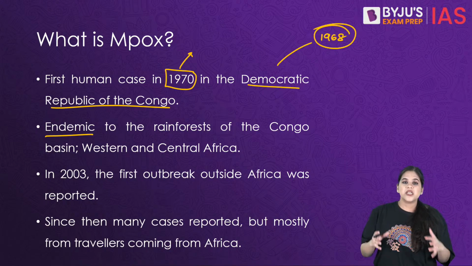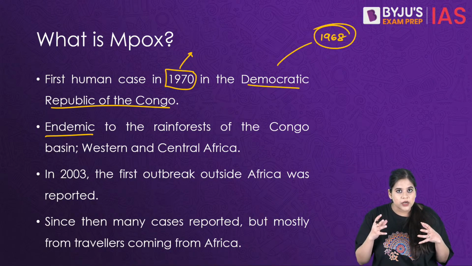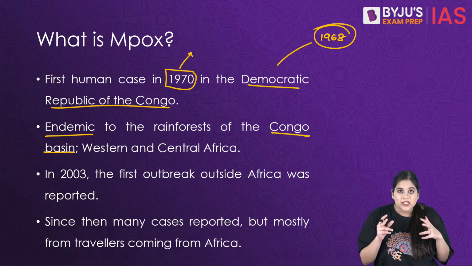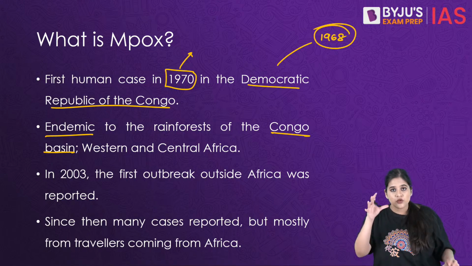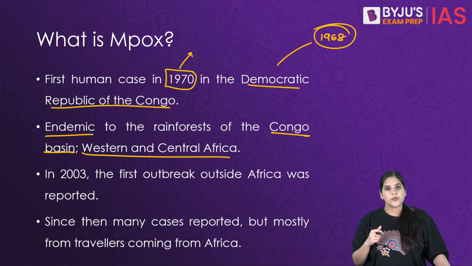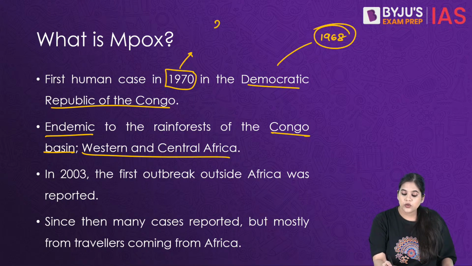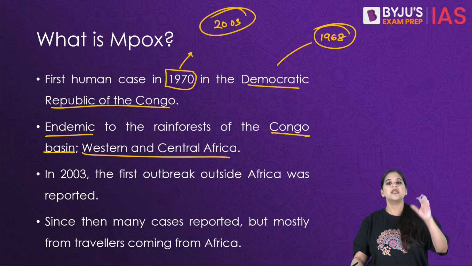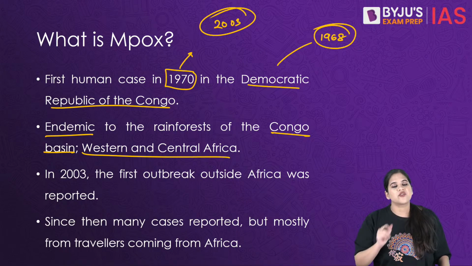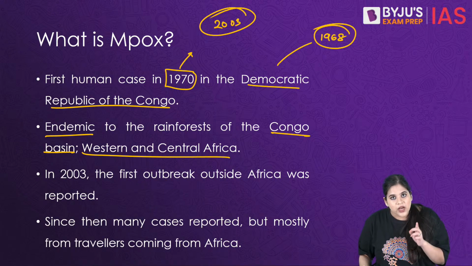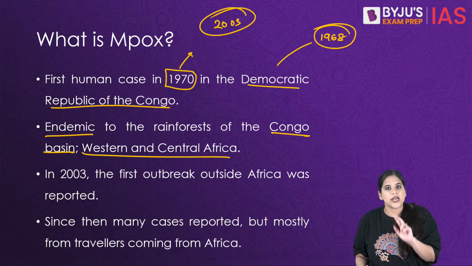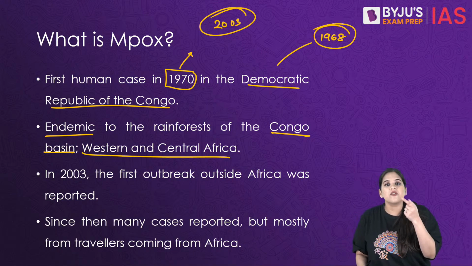Now, this disease is endemic to the rainforest areas of Africa, of the Congo Basin. Congo has a river over there, so mainly in the Congo Basin in Western and Central Africa. Up until 2003, that is from the 1970s till 2003, this disease was confined to Africa itself. However, in 2003, the first case outside the endemic area was identified in the United States of America.